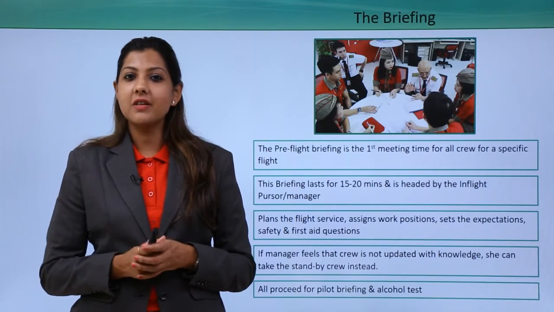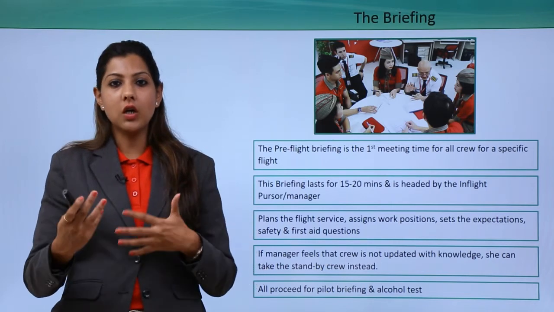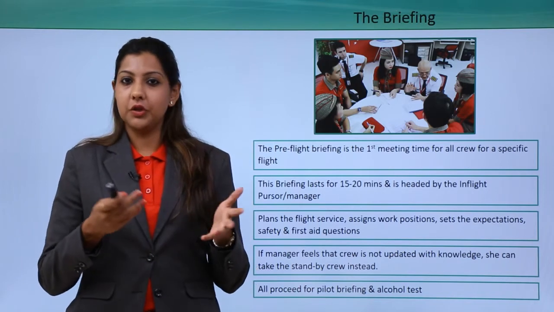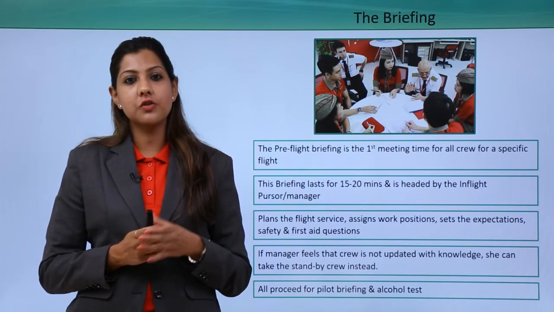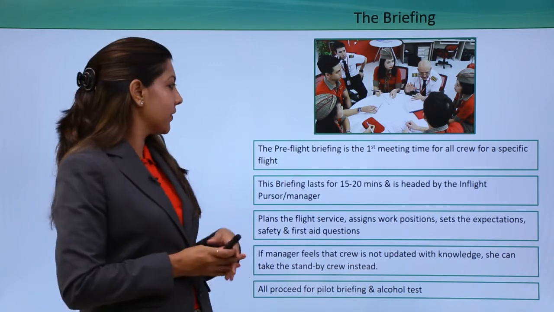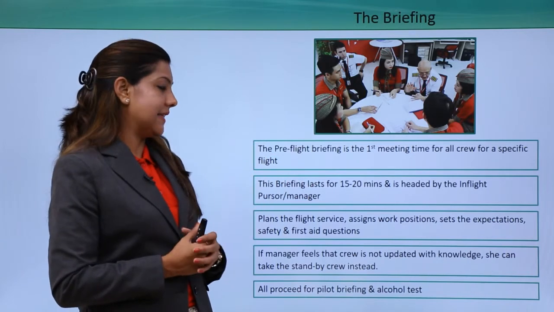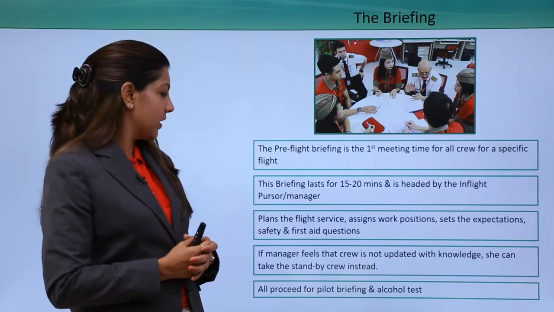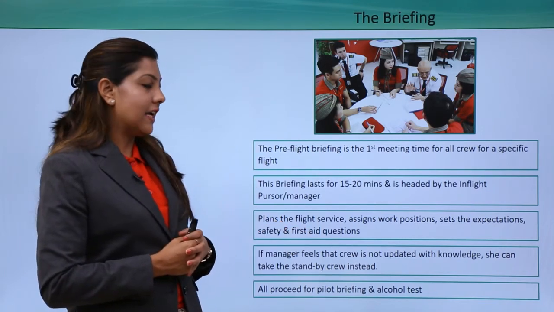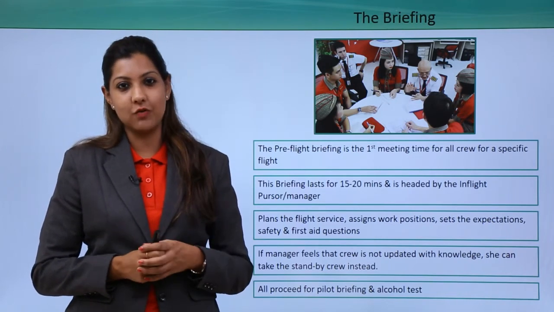What is a part of the briefing? The briefing is nothing but the coming together of all the flight crew, wherein you talk about that particular flight, who all are going to be there. The main crew or the lead cabin crew also divides the crew into different positions which they will take on board the aircraft. The briefing lasts for approximately 15 to 20 minutes and it's headed by the in-flight manager or the purser. Plans of the flight service are there, assignment of positions are there, and certain questions with regards to safety and service are discussed.